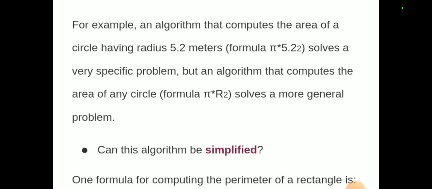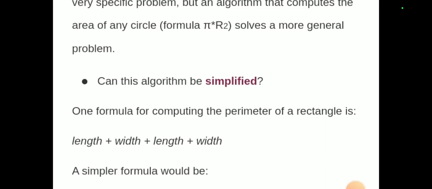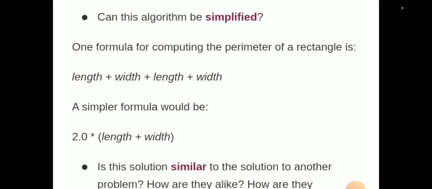For example, an algorithm that computes the area of a circle having radius 5.2 meters, formula pi times 5.2 squared, solves a very specific problem, but an algorithm that computes the area of a circle, formula pi r squared, solves a more general problem. Can this algorithm be simplified? One formula for computing the perimeter of a rectangle is length plus width plus length plus width. A simplified formula would be two times length plus width.